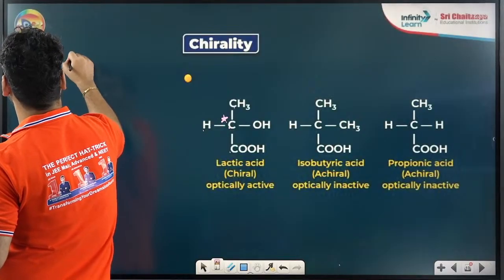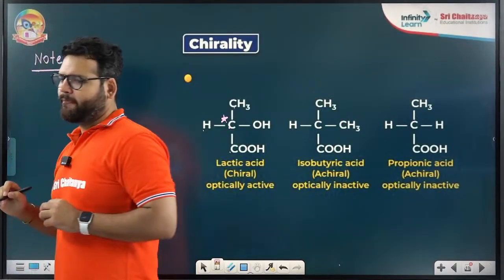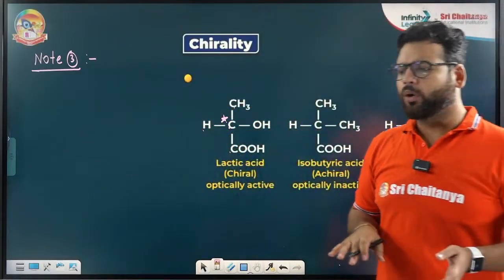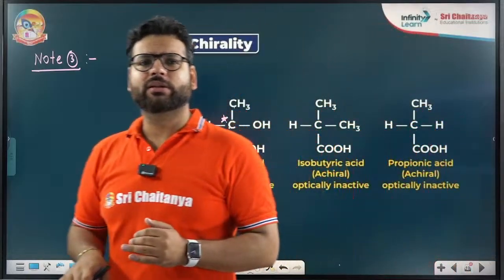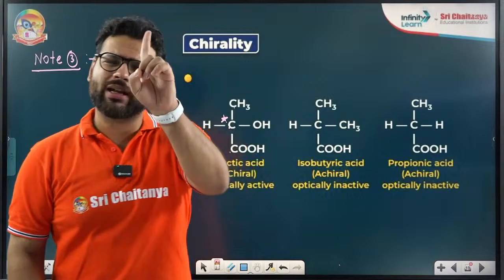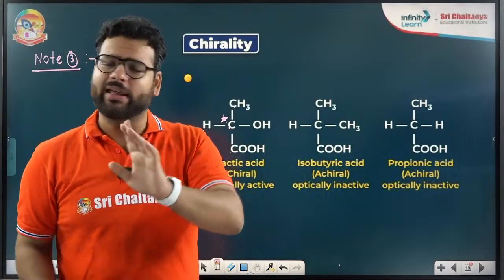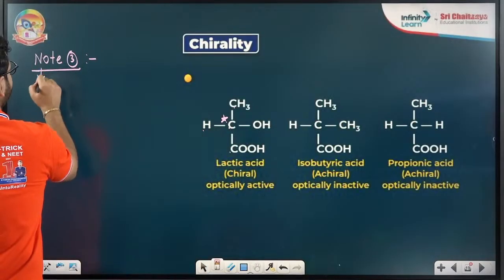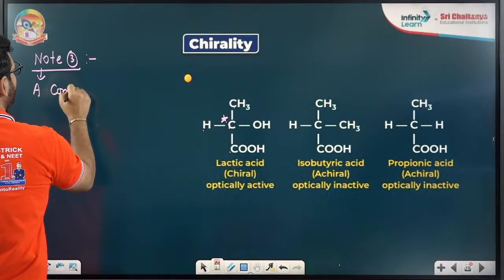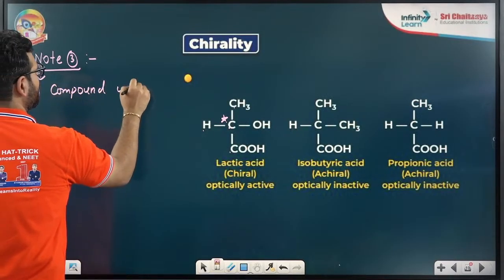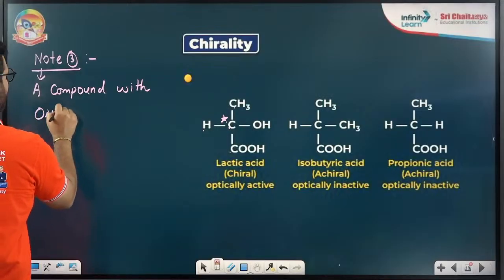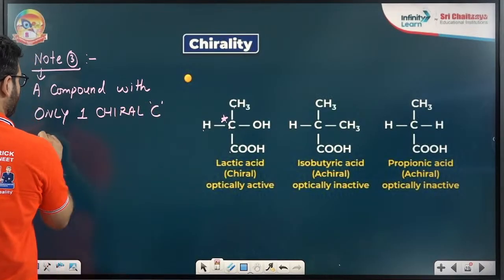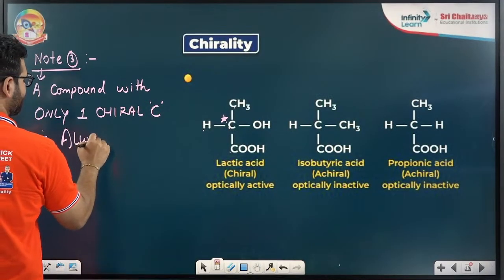So 3 note points I have told you. Note point 1 was: a molecule can be chiral without a chiral carbon. Note point 2: a molecule can be achiral with chiral carbons. But whenever a molecule has only 1 chiral carbon, only one, then it can never be achiral. It has to be a chiral molecule. So note point 3 we can mention: a compound or a molecule with only 1 chiral carbon is always chiral.